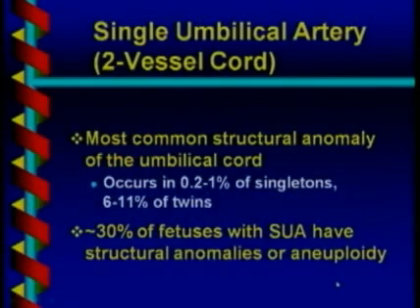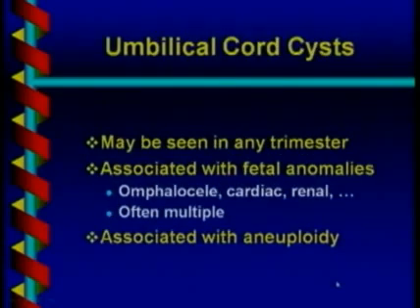Now, why is it important to know if there's a 2-vessel cord instead of a 3-vessel cord? Well, this abnormality, which occurs in up to 1% of singletons and quite a bit more commonly in twins, is important only because there is a fairly high chance in a fetus with a single umbilical artery that that fetus has structural anomalies or aneuploidy, abnormal chromosomes, up to about 30%. So when you see a single umbilical artery, it's important to take a very, very careful look at the rest of the baby.